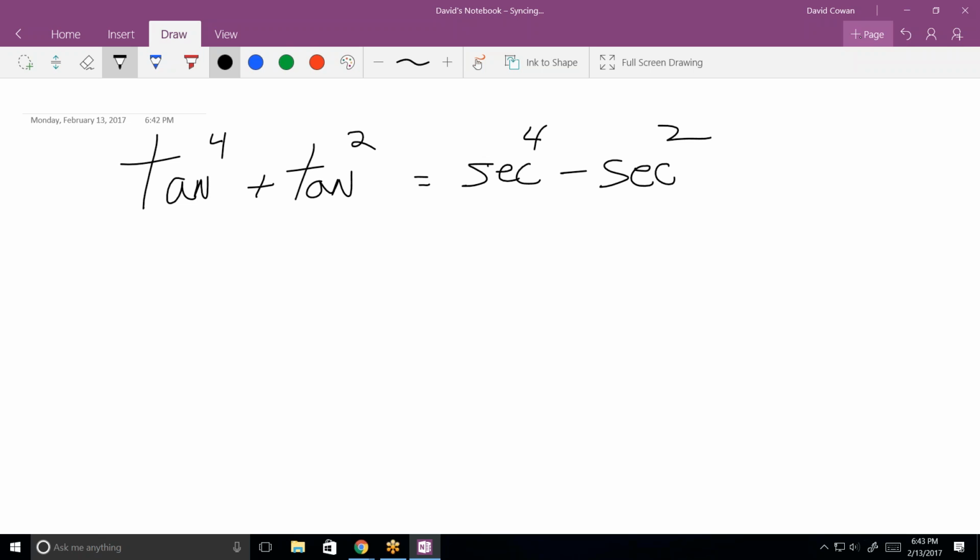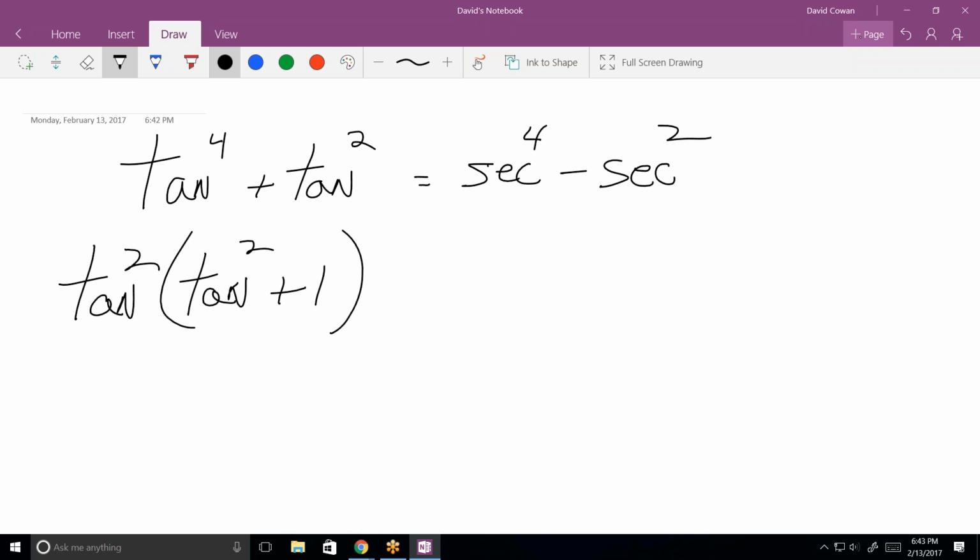Now, before you use that, the other thing you want to consider is factoring. Almost always, when you can factor, factor. So factor something out of that left side. You can factor out a tan squared, leaving tan squared plus 1. That's an identity, and tan squared plus 1 can turn into secant squared. So we're there.